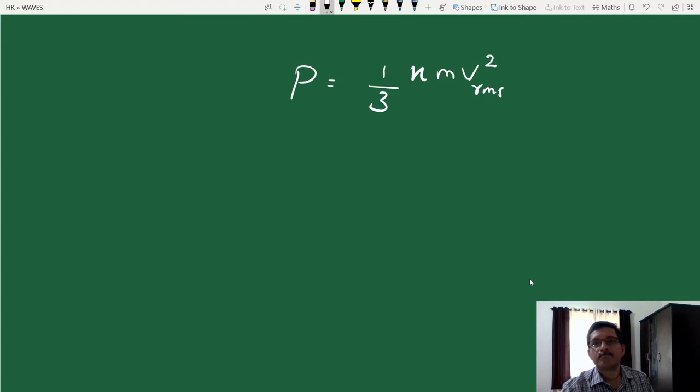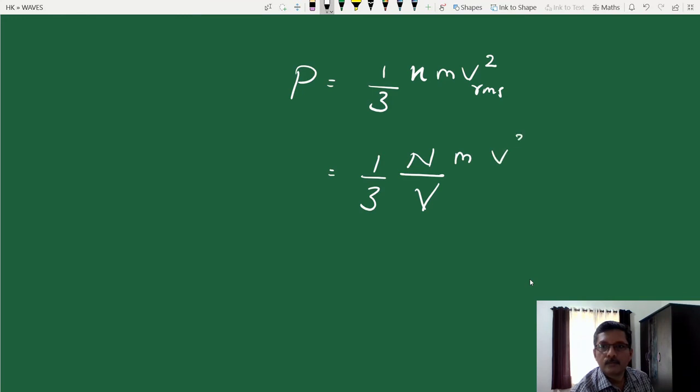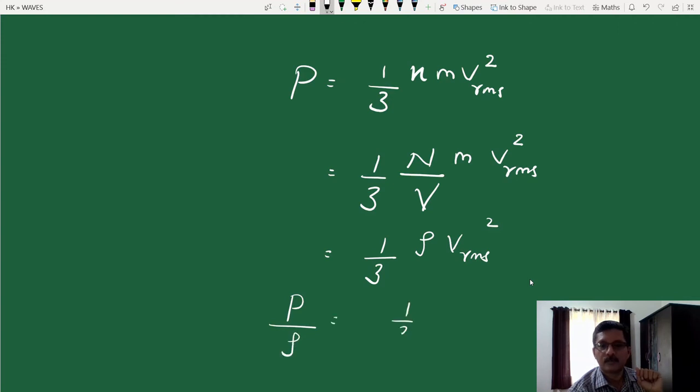Then we can rewrite this as 1 by 3 times... number density is the total number of particles divided by total volume, right? So Vrms square. Again, in this formula, N is the total number of particles and m is the mass of one particle. So N into m is the total mass. Total mass by total volume is density. So this formula you can also write as 1 by 3 rho times Vrms square. So again, pressure by density you can write as 1 by 3 Vrms square.